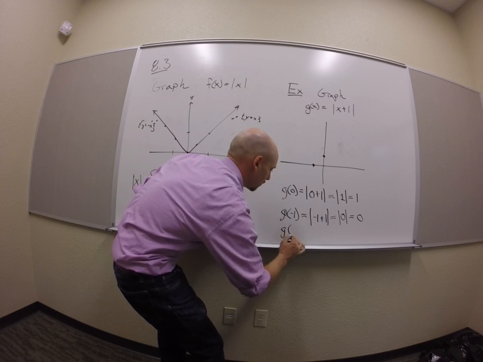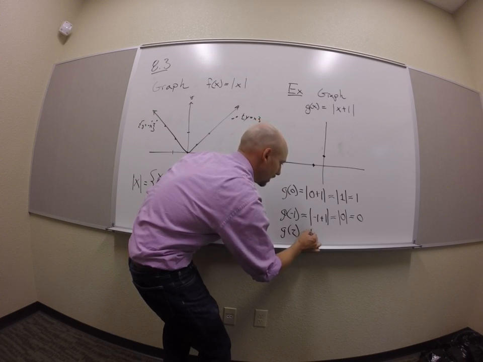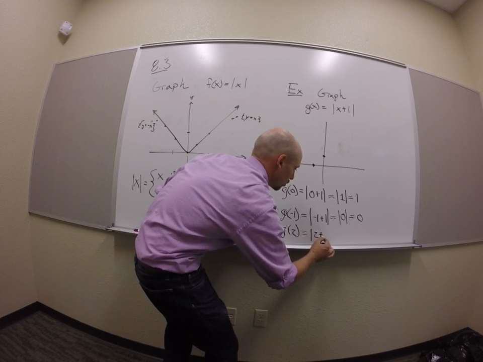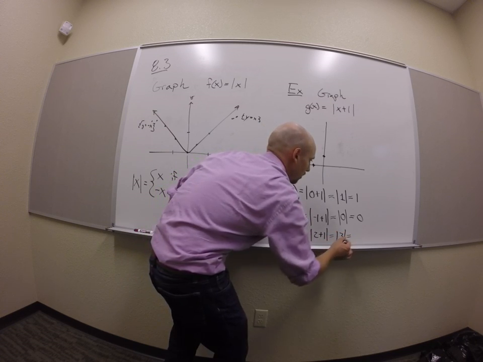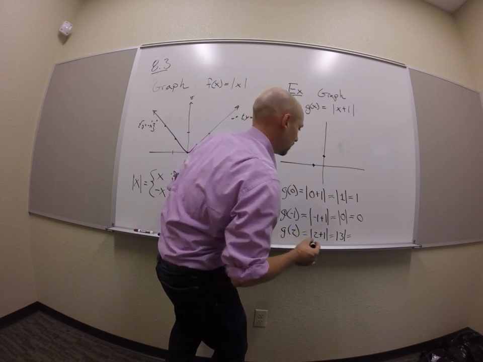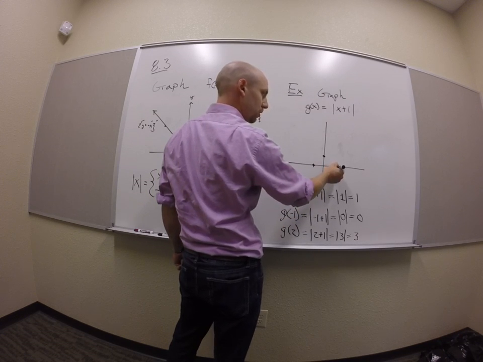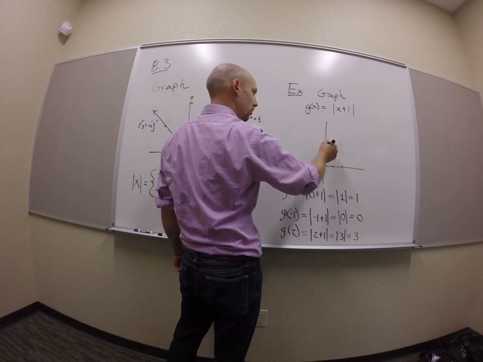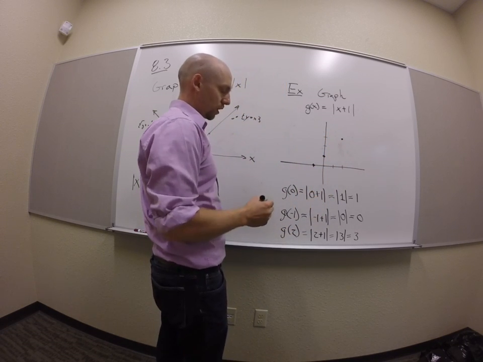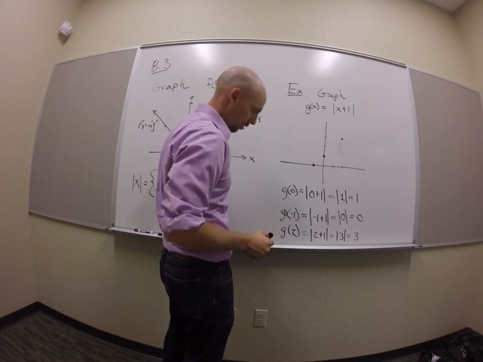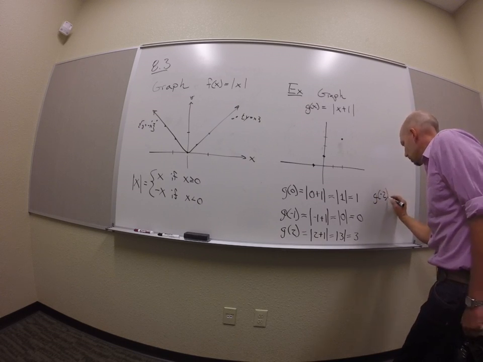If I want to calculate something like, say, g of 2, I get that this is the absolute value of 2 plus 1, which is the absolute value of 3. So I get 3 out of this. So that tells me if I go over 2 units, I should go up 1, 2, 3 units. If you kind of continue in this vein, you'll find, oh, we should probably do one of the ones on the other side too. So let's do, say, g of negative 2.